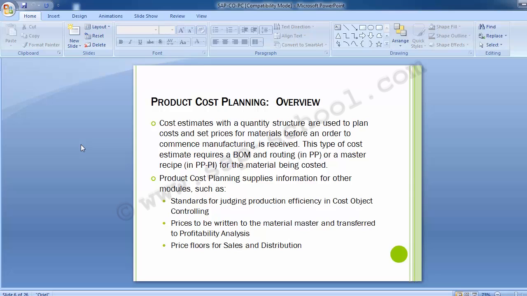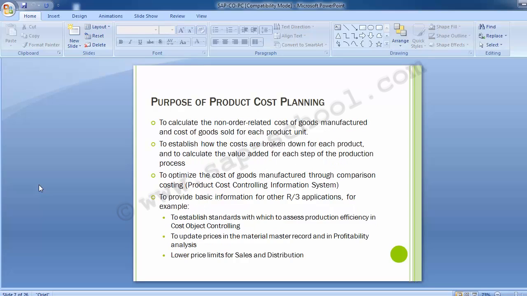Product cost planning supplies information for other modules as well, such as standards for judging production efficiency in cost object controlling, prices to be written to the material master and transferred to profitability analysis, and price floors for sales and distribution. So it refers to the creation of cost estimates for the production of goods or services. If a quantity structure like bill of material and routing is available in the production planning module, you can create a cost estimate automatically using the PP data. If no quantity structure is available in the cost items, it can be entered manually by means of unit costing or transferred automatically from a non-SAP system using a batch input. So again, there are different components within the product cost planning.